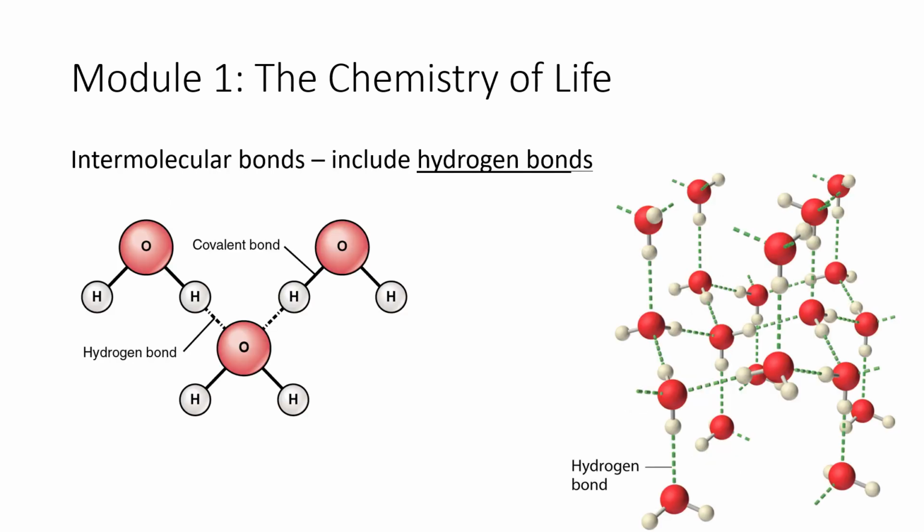All right, now let's talk about bonds that occur between molecules. Before, we've talked about ionic bonds, polar covalent and nonpolar covalent bonds. These were all intramolecular bonds. Now we're going to talk about intermolecular bonds, bonds between molecules. There are a few different types of bonds that can form, but for now, we'll just talk about hydrogen bonds.